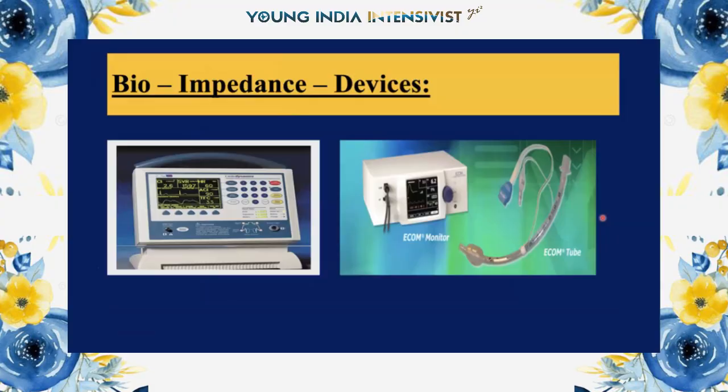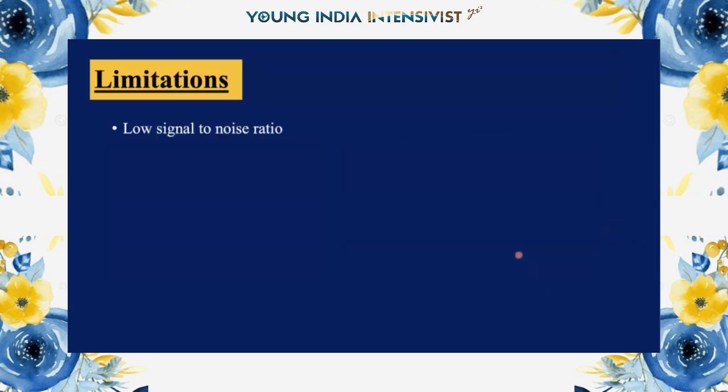Based on this, there are a number of devices available. What are the devices available? NICOM, BIOZ, ICON. These are the various devices available. The ECOM monitor and the ECOM tube are peculiar among these because here the transmitting and receiving electrodes are located in the cuff of the endotracheal tube, with the assumption that it will be present close to the ascending aorta. So the signals from the other areas can be minimized.